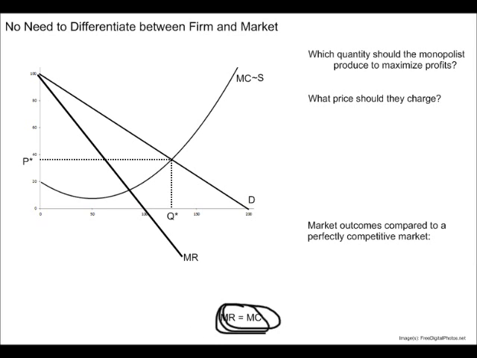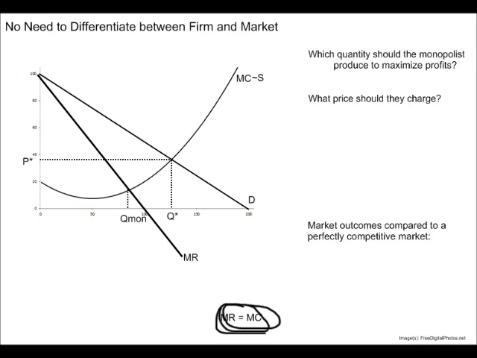Now we're just filling out the story. Where does marginal revenue equal marginal cost? That's the quantity the monopolist should produce to maximize profit. So I look, where does marginal revenue equal marginal cost? That is going to be the quantity the monopolist produces to maximize profit. And notice the monopolist is going to produce less than what a competitive market would produce.